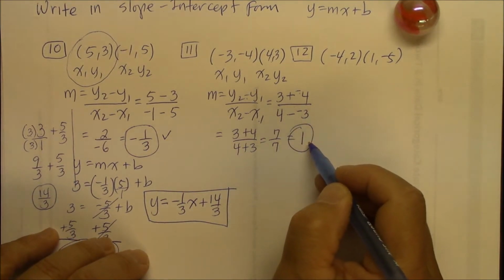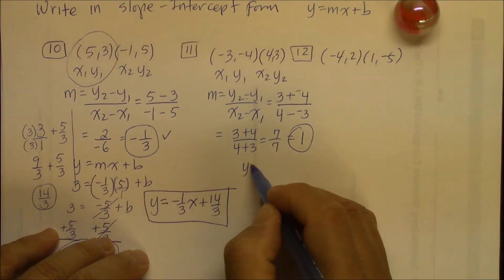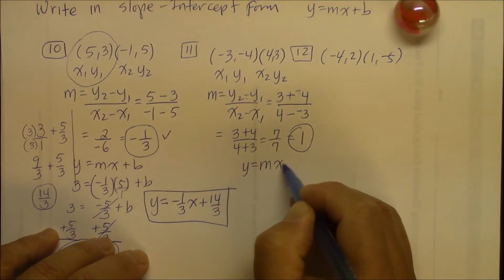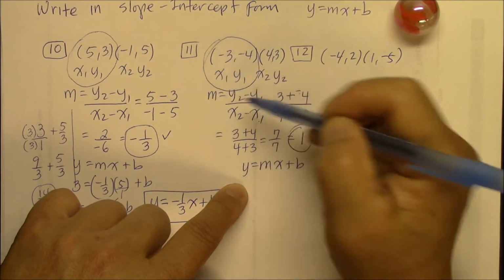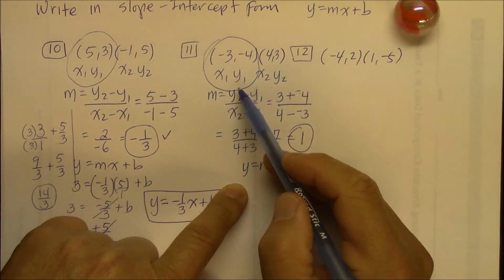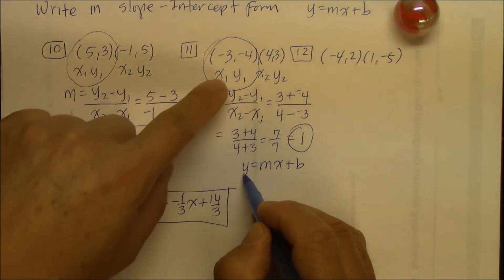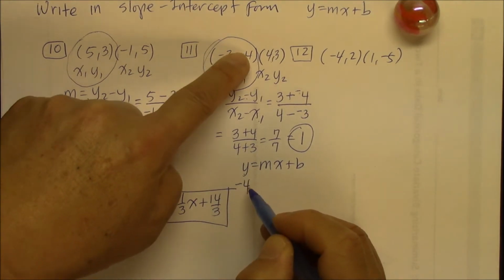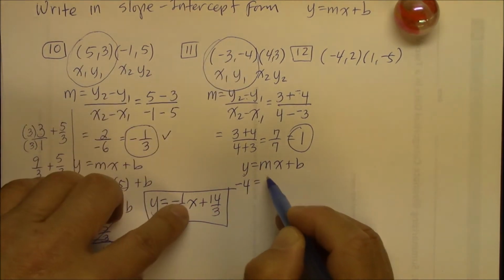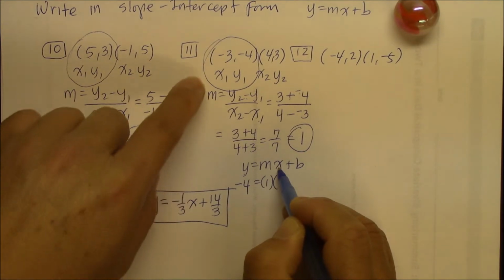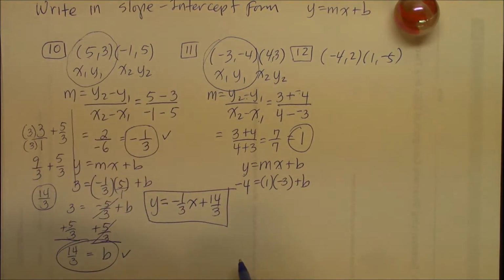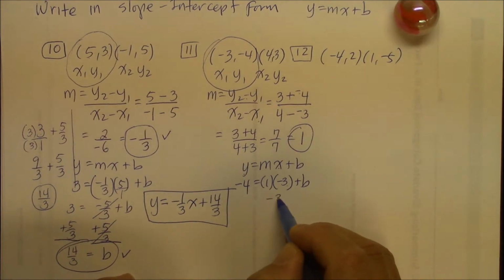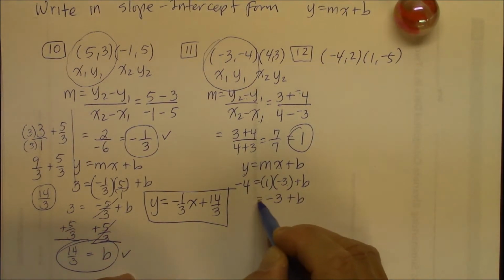Now we're going to find the y-intercept. And we're going to use the slope-intercept form to do that. y equals mx plus b. Again, I'm going to choose the first coordinate. So y is negative 4, because that's what that is right there, equals the slope, which is 1, times x, which is negative 3, plus the b. 1 times negative 3 is just negative 3, plus b equals negative 4.